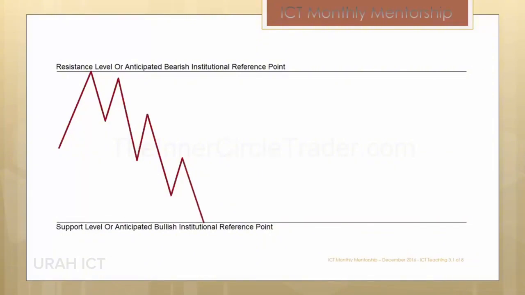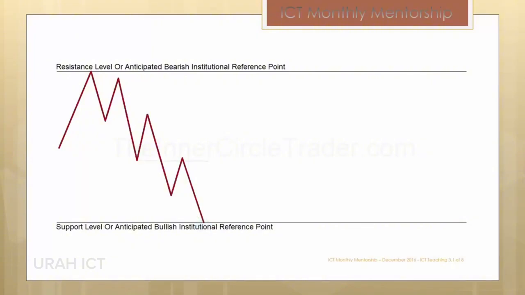As price hits our longer-term support level, or anticipated bullish institutional reference point, which could be an old high, it could be an old low, it could be a bullish order block, many opportunities to frame that idea, but whatever forms your idea for support, this is the objective that you'd be reaching for. As price hits that level, we would be collapsing our trade and moving to the sidelines waiting for new developments.